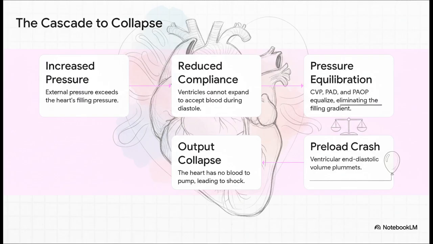Your CVP, your PA diastolic, your wedge pressure, they all start to look the same. This kills the pressure gradient that drives blood into the heart, and the result? A catastrophic preload crash. The ventricles are empty, and an empty heart has nothing to pump, which leads to the final step, total circulatory collapse.